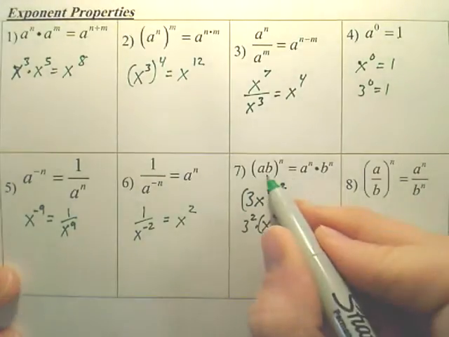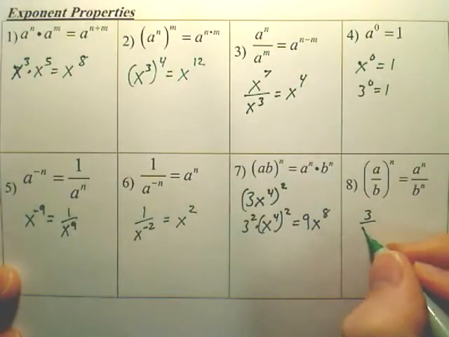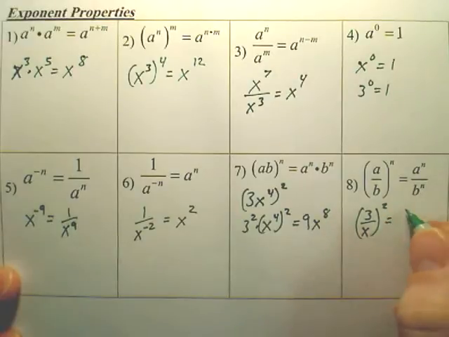And then this property is exactly the same as this, except there's a division. For instance, say you have 3 over x. If you're going to take that to the second power, it's going to be 3 squared over x squared, which is, in this situation, 9 over x squared.